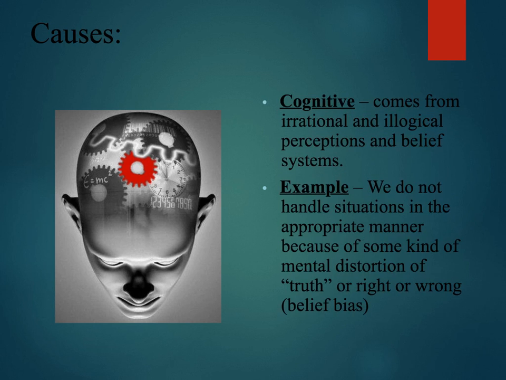The other perspective is the cognitive perspective. According to the cognitive perspective, psychological disorders come from irrational and illogical perceptions and belief systems about reality. So, for example, we do not handle situations in the appropriate manner because of some kind of mental distortion of truth, or right or wrong. So belief bias, for example. If someone comes and says, hey man, I don't think your presentation was very effective, and then you take out a knife and start threatening with it, that would not be an appropriate response. Okay, so not being able to take criticism and overblowing that situation would be a cognitive explanation for psychological disorders.